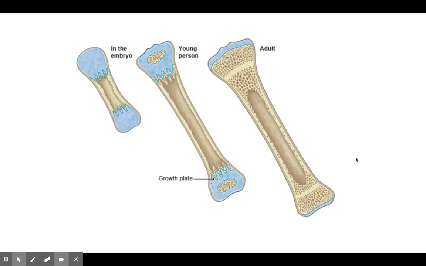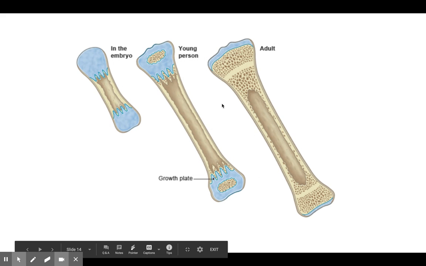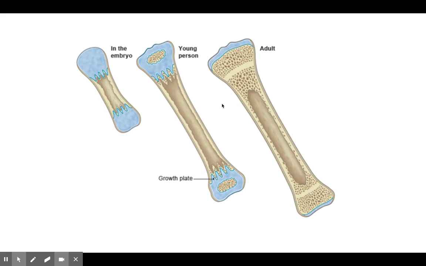Here's a good example of ossification. In the embryo, of course, you have bone forming in the middle with cartilage on the outside. In a young person, you have less cartilage on the outside. And then in an adult, you only have that cartilage on the very ends of the bone. So ossification is simply the formation of those long bones or those other bones with the disappearance of the cartilage over time.